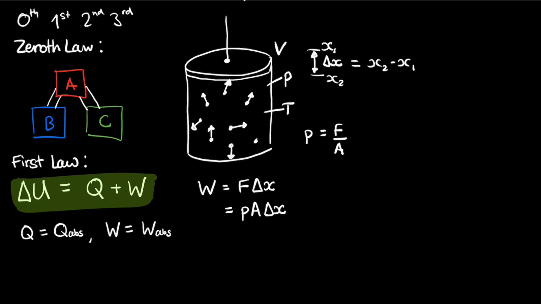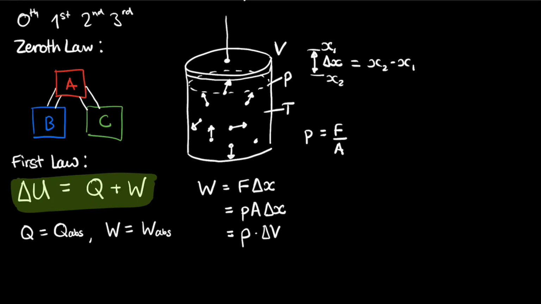Delta x is the change in the position. Multiply that by the area on which the pressure is acting, which is this surface here, and we get a volume, the change in volume. We can imagine a volume that has been moved through. And so you end up with the work being the pressure multiplied by the change in volume. So A delta x becomes delta V.